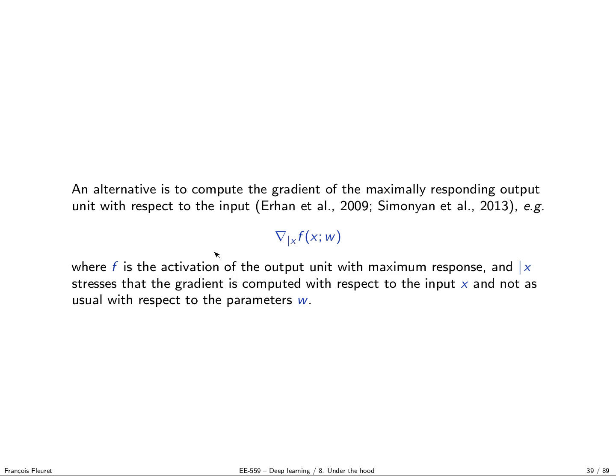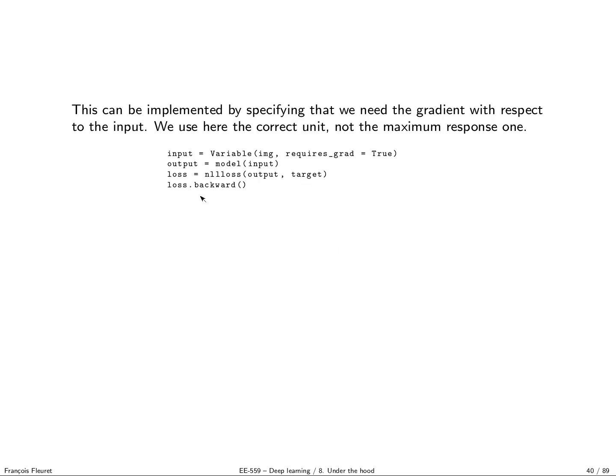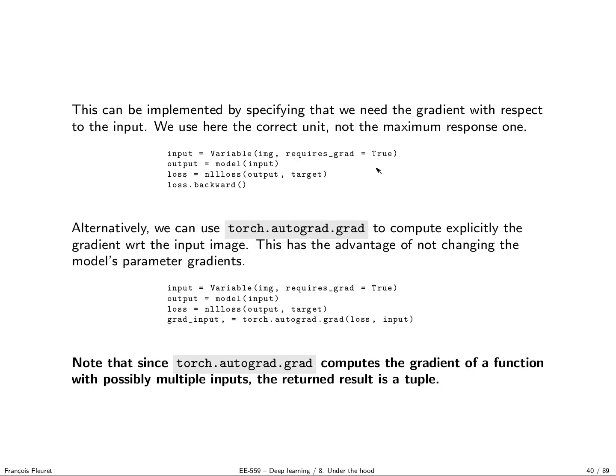In the next slide, this can be implemented in PyTorch very easily. We build a variable from the image, we compute the output, and we look at the loss, which is the value of the correct unit. This loss is just picking a single value, and the target is the correct one. And we do loss backward, but since we have set requires_grad for the input, we will get the gradient of this guy. This is the first option, using backward.